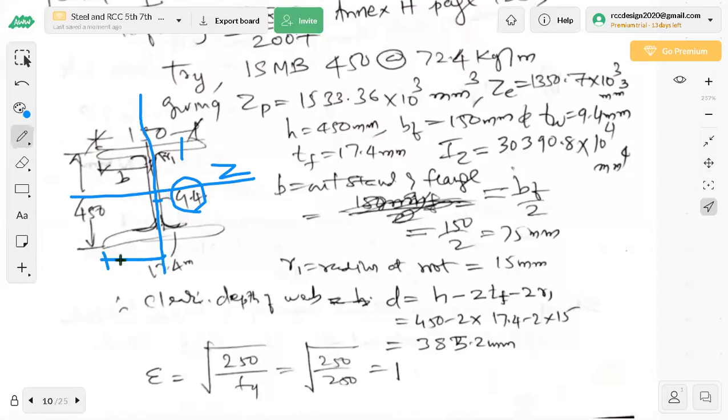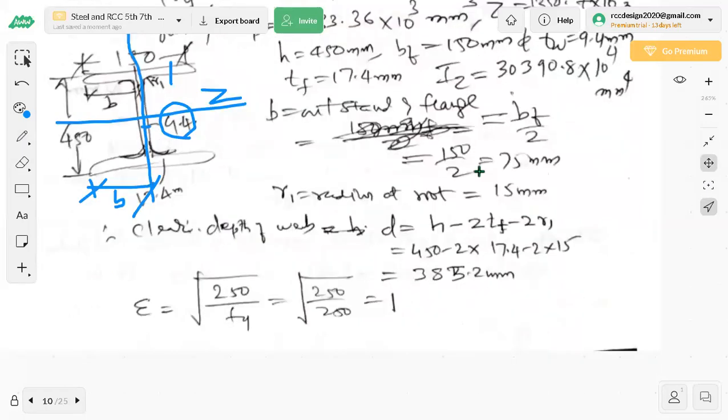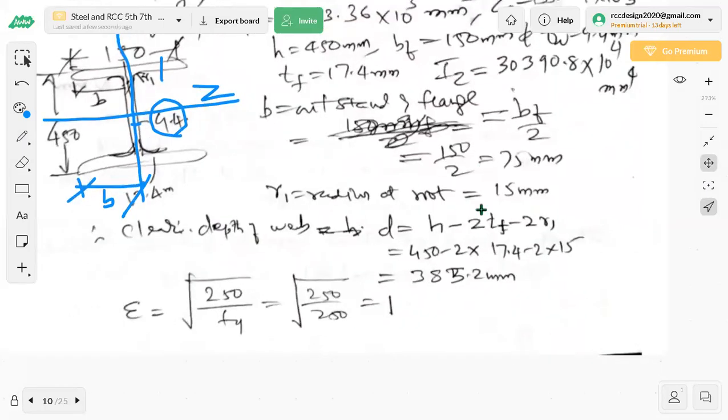See this one. This is outstand b, which is BF by 2. See this, b is equal to BF by 2, 150 by 2, because from the center line I should calculate b. This is b. Okay, next. It is 75 mm, 150 by 2.